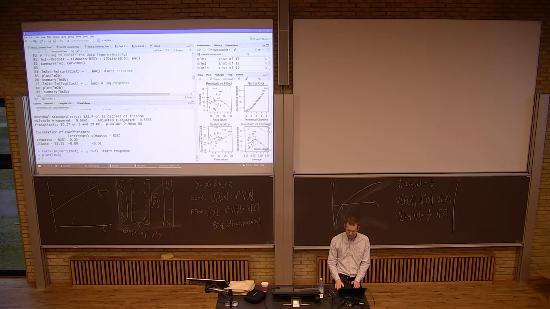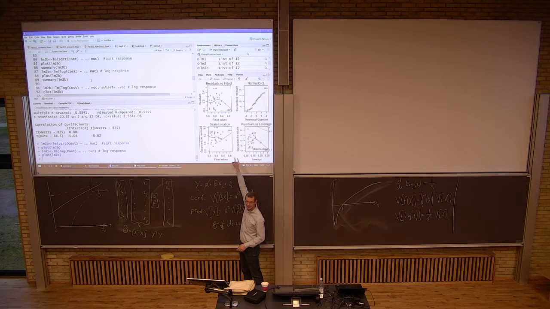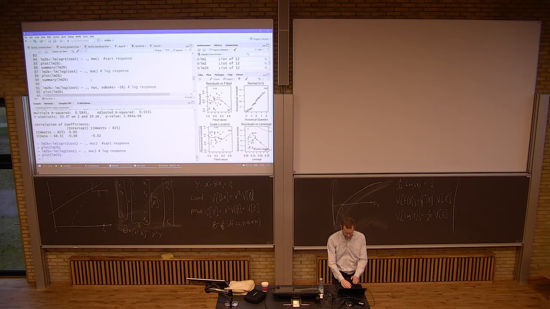It didn't change a whole lot. So I will try to do the log as well and do the same plot. We still have this observation 26 that behaves a little bit out here. So nothing is really perfect here. So which of the QQ plots is actually then the nicer one? This one is, I think, quite nice.